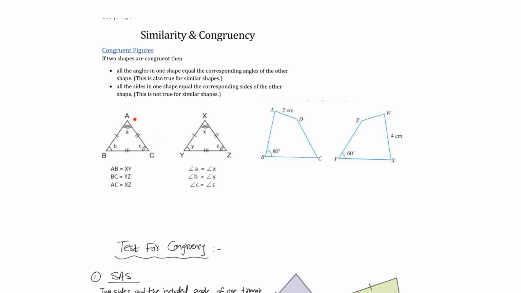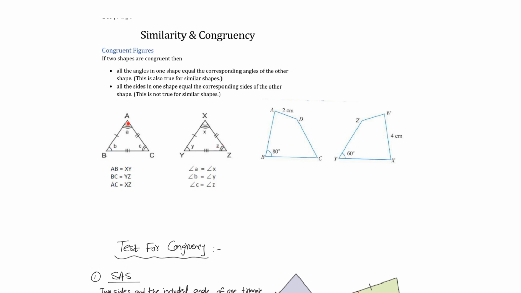If we know that the two triangles are congruent, for example, ABC is congruent to XYZ, then the corresponding angle A must be equal to the corresponding angle X. The angle B must be equal to the corresponding angle Y, and the angle C must be equal to the corresponding angle Z.